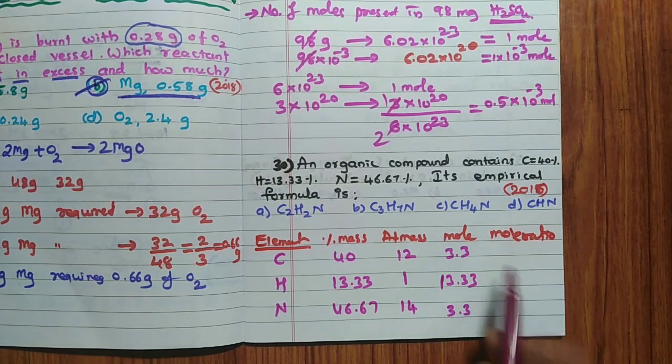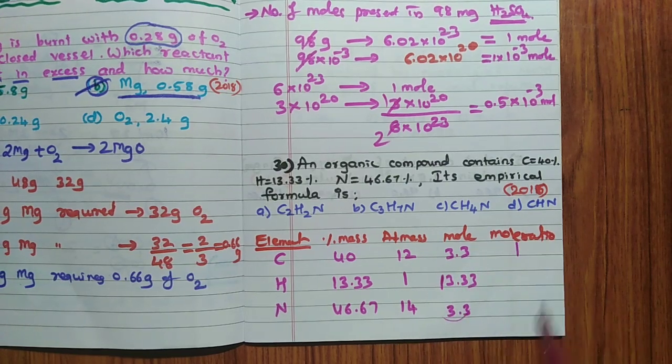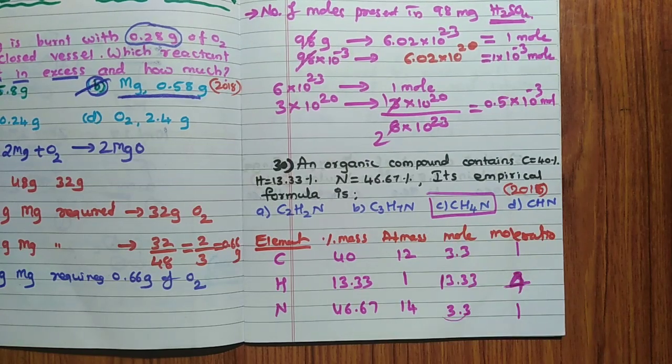Then how do we calculate the mole ratio? The mole column is divided by the smallest mole. 3.3 divided by 3.3, because the smallest is 3.3 only, gives 1. 13.33 divided by 3.3, when you do it, you will get 4. So 3.3 by 3.3 is 1. So the ratio is 1, 4, 1. What is the answer? CH4N is the answer. Option C here. Very simple.